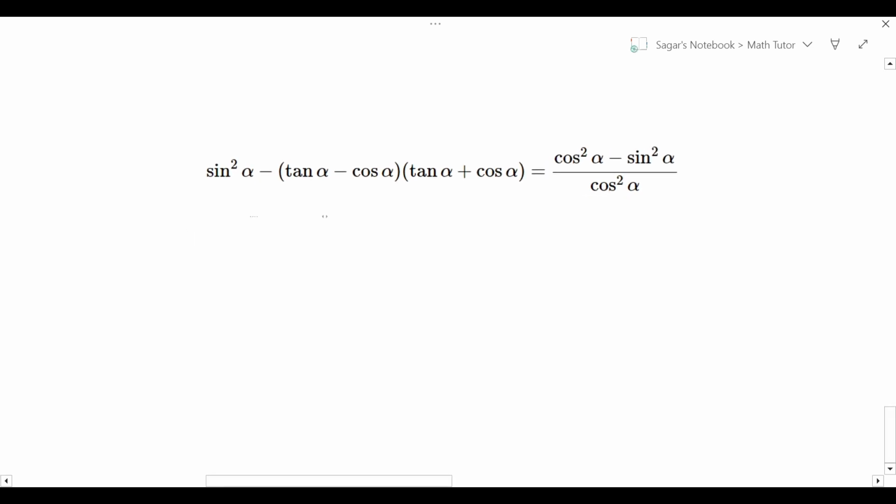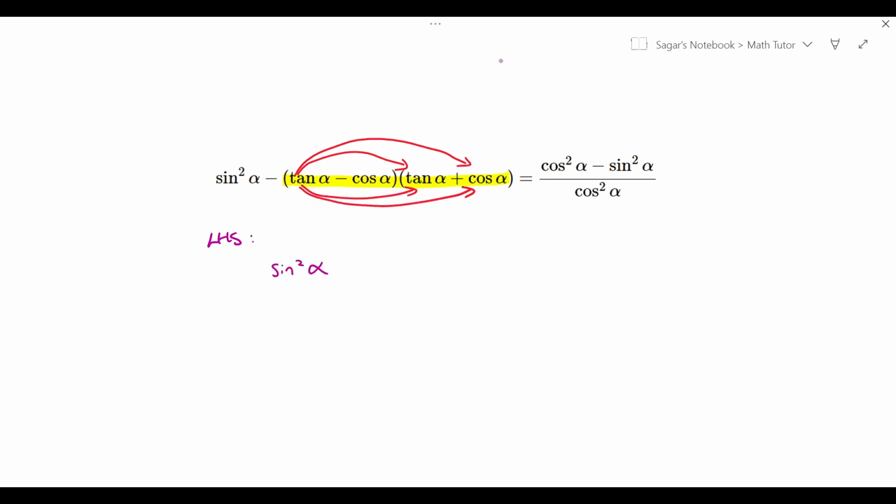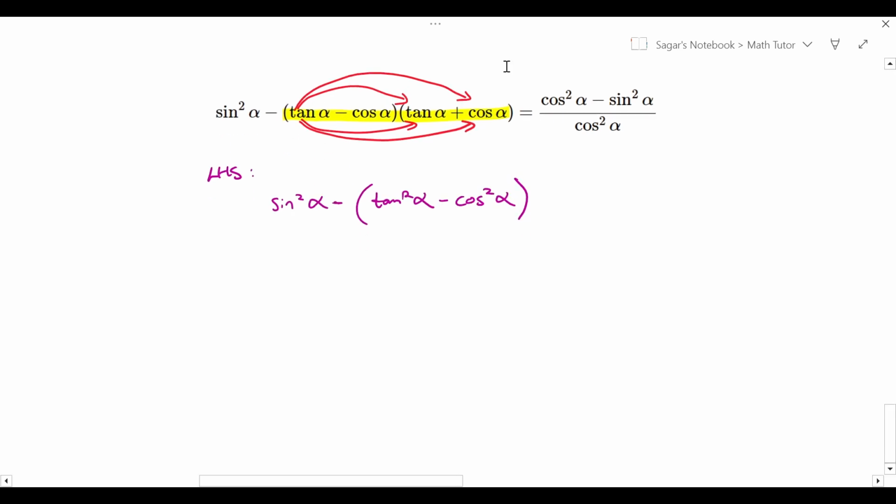We are required to prove the left side of the equation equal to the right side. We begin by multiplying the following expression. And so we have sine squared alpha minus, open brackets, tan squared alpha minus cos squared alpha. Let us expand this.